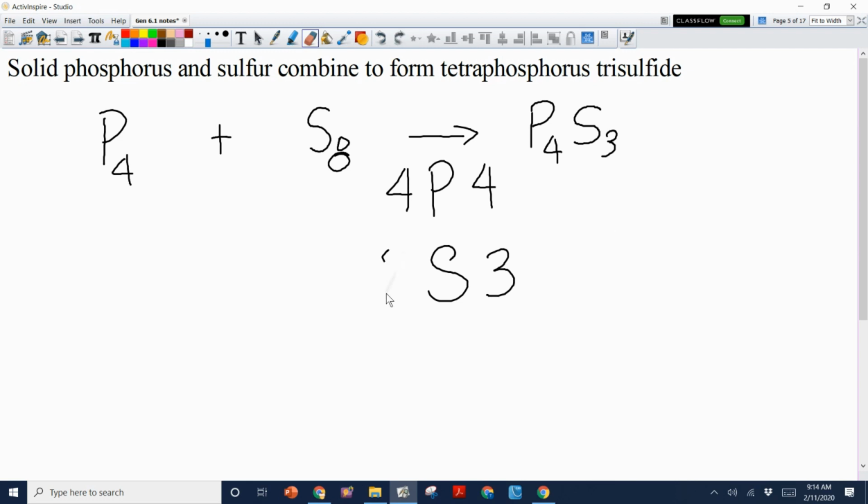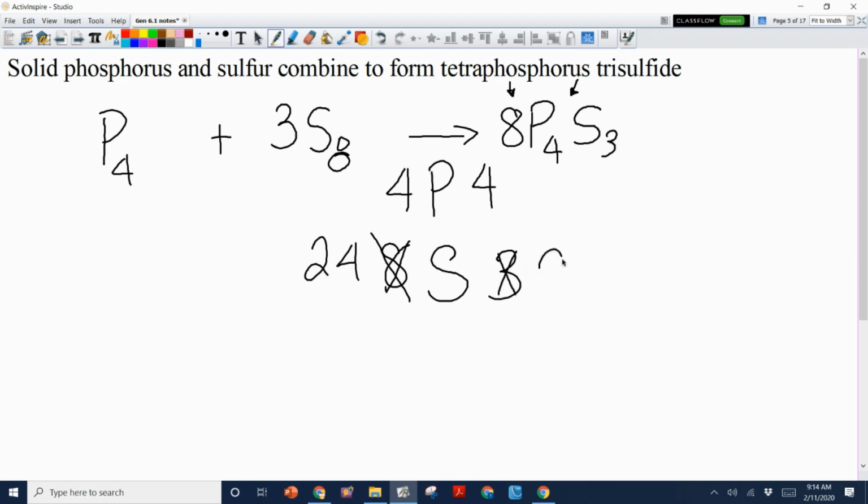I didn't mean to erase that. Let me go back and put it back in. So in order to get 24, we had to multiply sulfur here by 3. Okay, so that's going to make 24 sulfurs. And over on this side, we can't squeeze in an 8 right there, so we have to put it in front of the whole thing. So 8 times 3 makes 24.